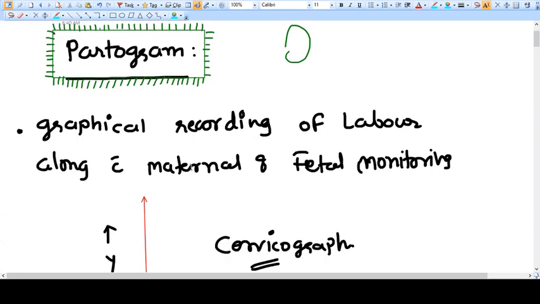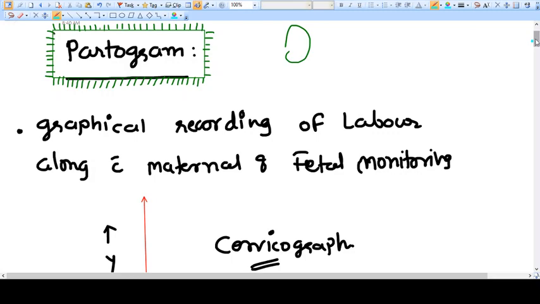Partogram is a graphical recording of labor along with maternal and fetal monitoring. What we are doing here is graphically recording the events of labor. When the patient is in active labor, we take the measurements and put them into a graph. That graph shows us how the labor is going, what measures we can take, what we can accept, and what management we should do further depending on the graph.